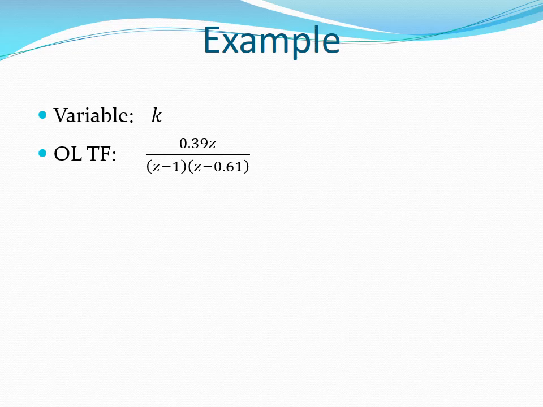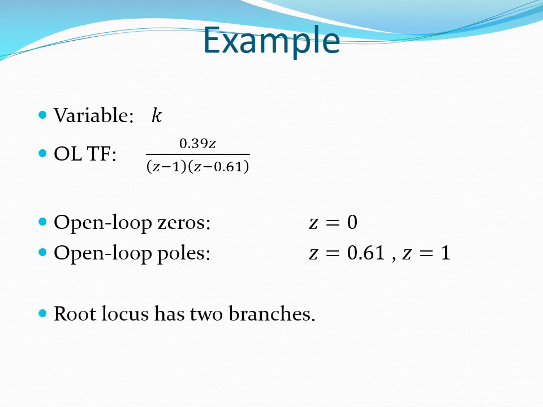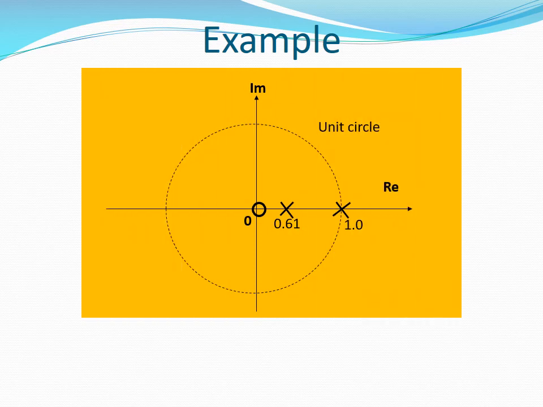For the root locus problem, the system variable parameter is K and the open loop TF is 0.39z over (z minus 1)(z minus 0.61). Therefore, the open loop zero is 0 and the open loop poles are 0.61 and 1. Since the system is of second order, the root locus has 2 branches. Thus, we plot the pole-zero map for the open loop poles and zero.